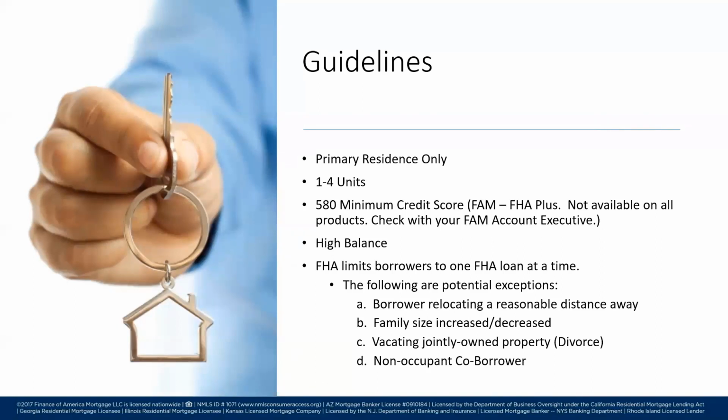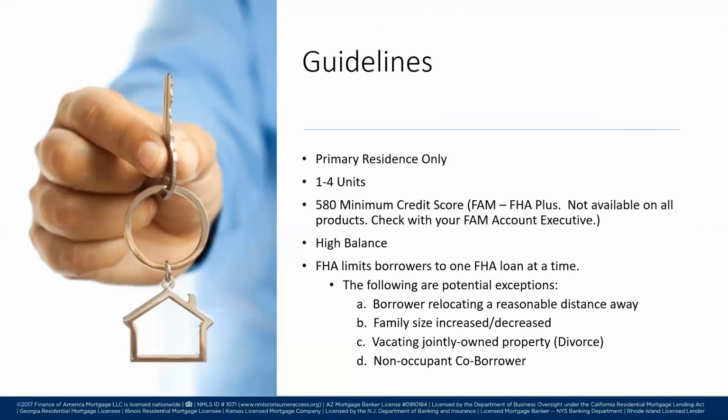And under FHA, it's now limited to one FHA loan at a time. And there are some exceptions, and I've seen these before. And you want to, again, talk to your FAM account executive, run through the scenario with them. But usually what we see as far as exceptions to have more than one FHA loan is if a borrower is relocating a reasonable distance away. So they would keep their existing home, they're relocating, so they're going to move into another home. That's going to be their primary residence.